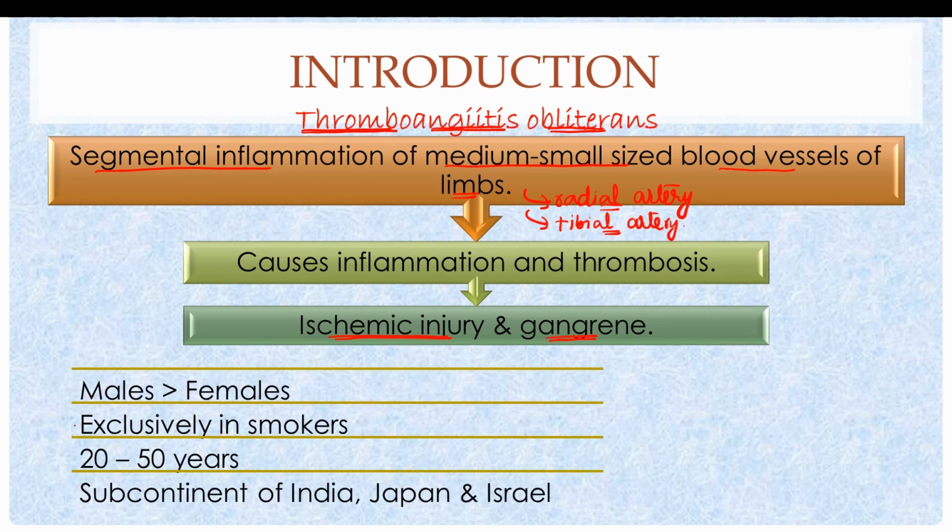Thromboangiitis obliterans is exclusively present in the smokers, and there is a male dominance over the females. The disease occurs between 20 to 50 years of age, and the incidence of the disease is highest in subcontinent of India and Asian countries such as Japan and Israel.